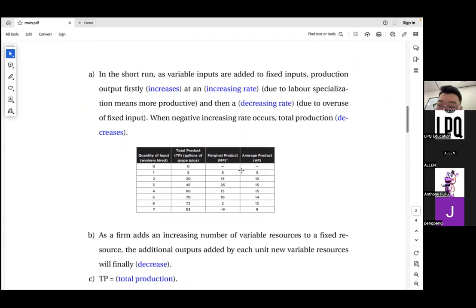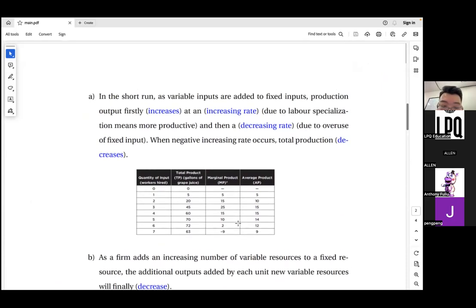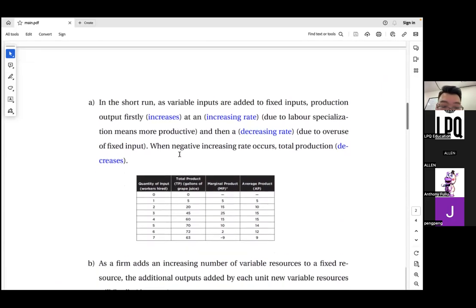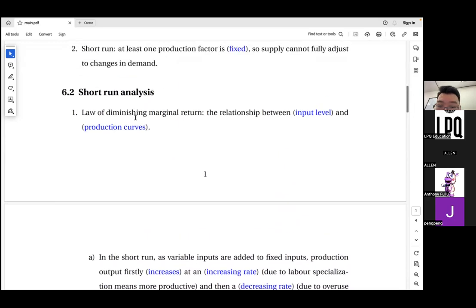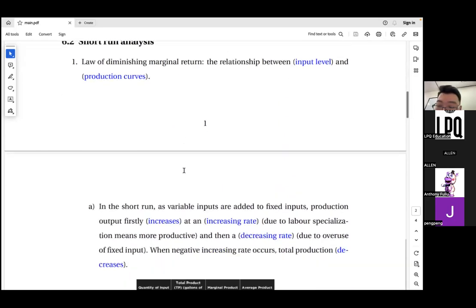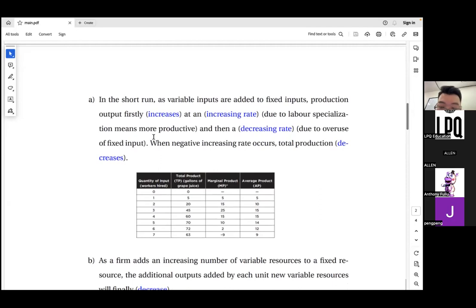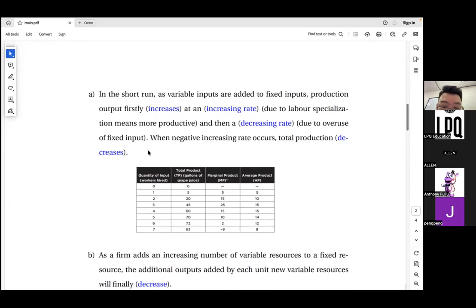Okay, so the whole thing, we learn from this table. Once again, it's called the law of diminishing marginal return. Verbally, how do we state it? The law of decreasing marginal return. Hopefully you need to fill in these 4 blanks here.